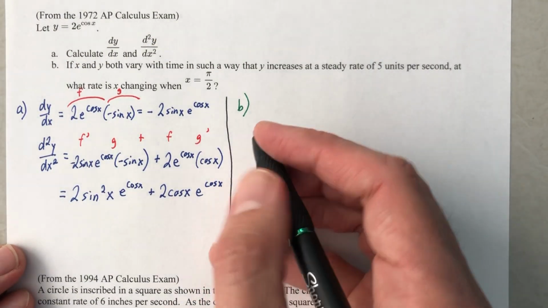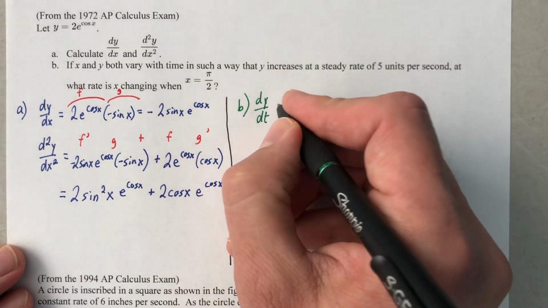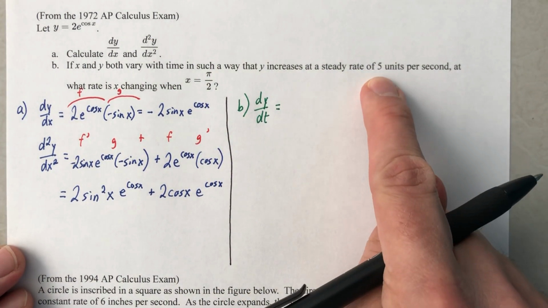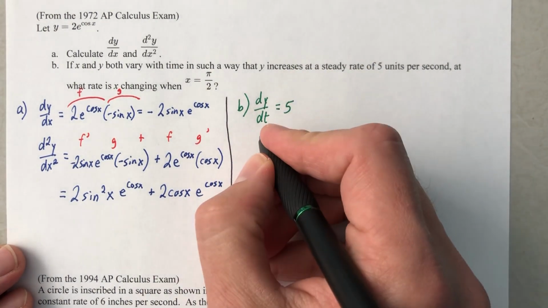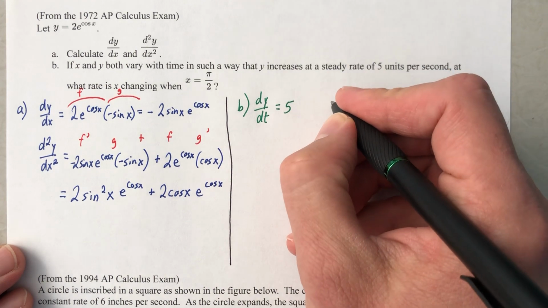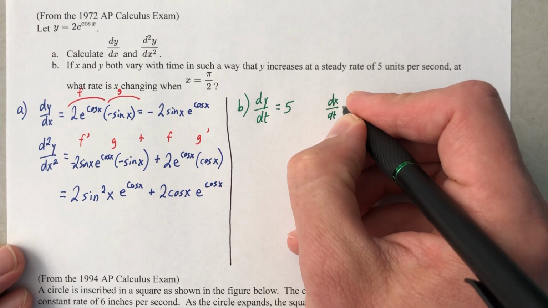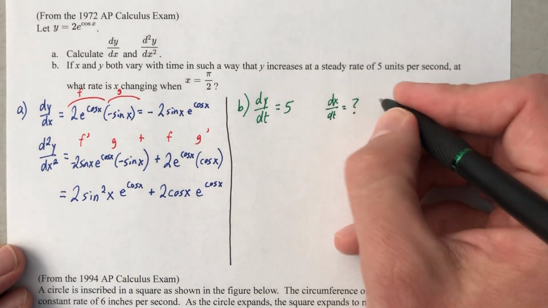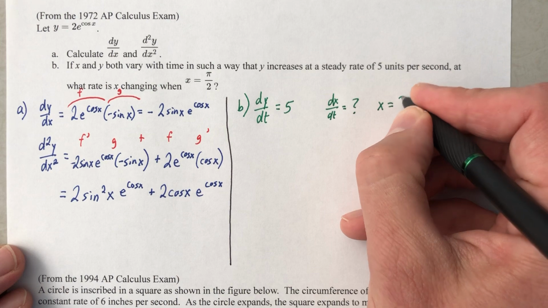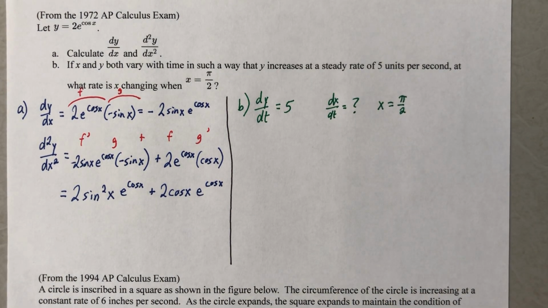And they said that I can list the rate of change of y with respect to time, and it is 5. It is increasing, so it is positive. And I can also save some space and write dx dt and say, at what rate is x changing? I don't know. When x is pi over 2. Let's keep moving, all right?